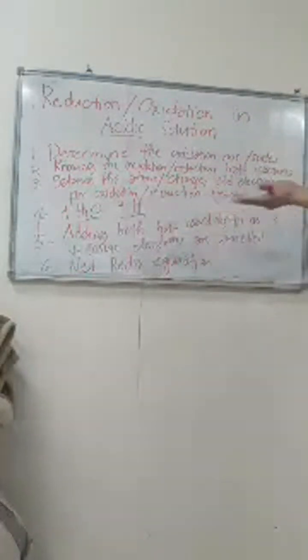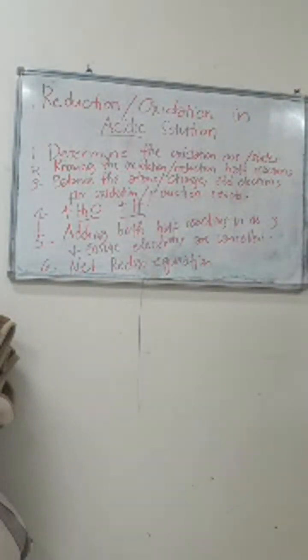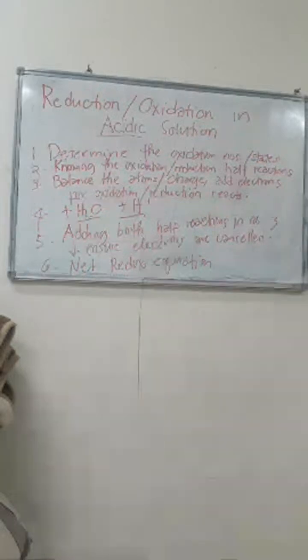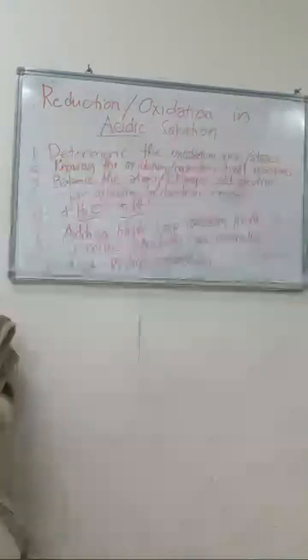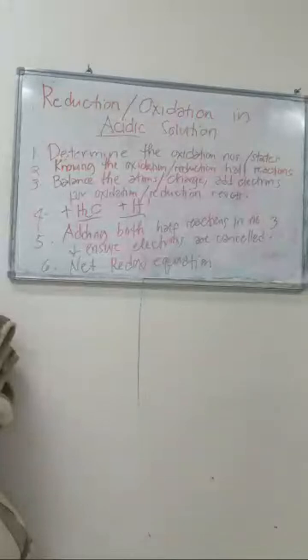You need to follow these guidelines when you do the reduction and oxidation in acidic solution. Again, step number 1, determine the oxidation numbers and states. Then initially, you need to visually inspect if the reactants and the products are already balanced.